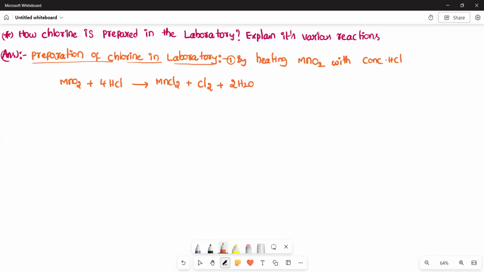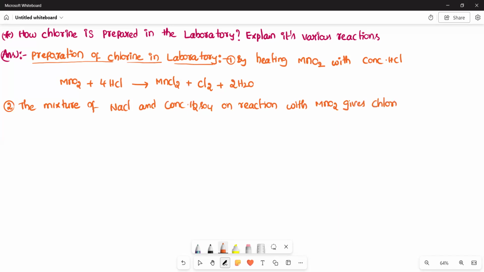Consider this as one way. There is a second way to do the same reaction: if you cannot produce the HCl directly, you can make it indirectly. What is that indirect method? The mixture of NaCl and concentrated H2SO4 on reaction with MnO2 gives chlorine.